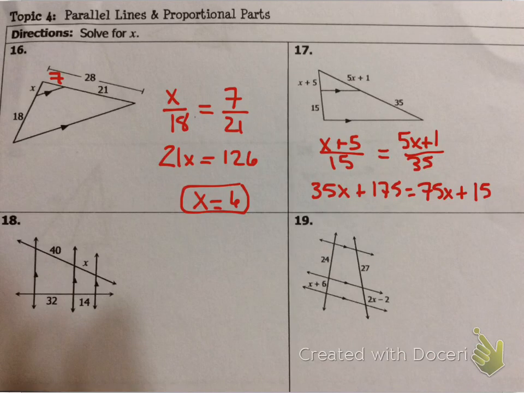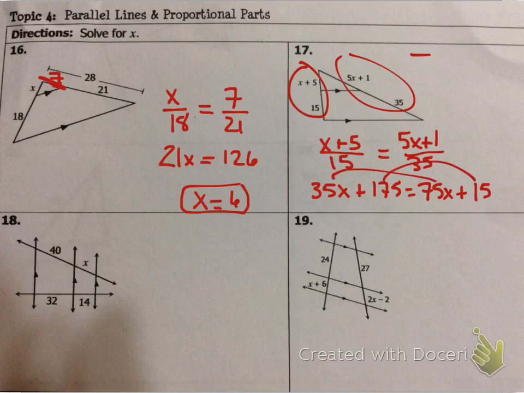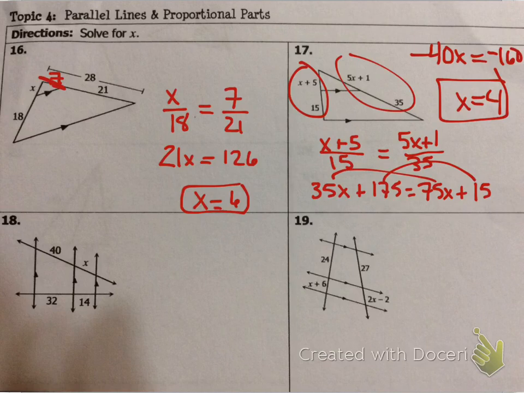Okay, so for these next couple of problems, just cross multiplying, set them up. Notice that I did subtract 28 and 21 to get this 7. So then I can cross multiply and divide. Here again, I'm just putting these together, cross multiply, divide, variables to the left, numbers to the right. That's going to give me negative 40x equals negative 160. And then you can divide and you'll get x equals 4. So those are pretty easy.